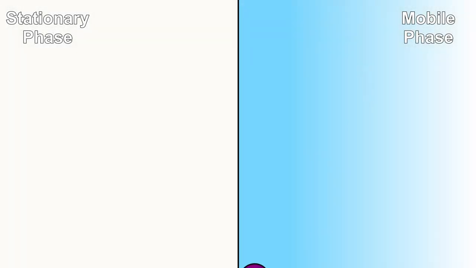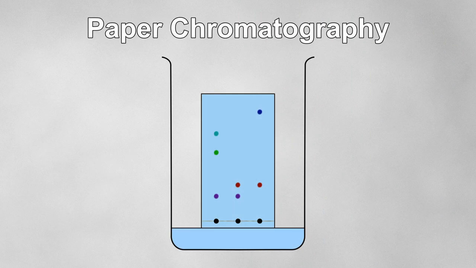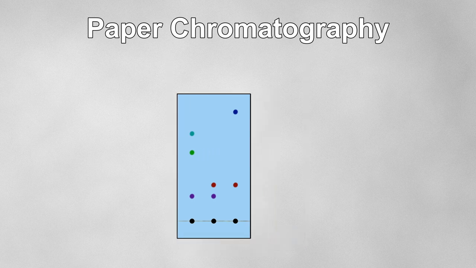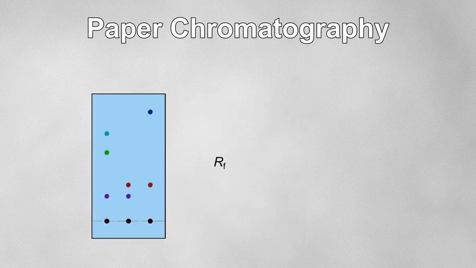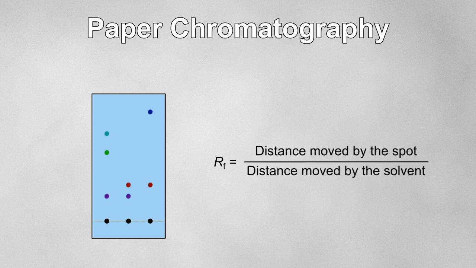If a given molecule binds more strongly to the stationary phase than it does to the mobile phase, it won't move as far. If another molecule binds more strongly to the mobile phase than it does to the stationary phase, it will move further. So, relative affinity to the stationary phase and to the mobile phase is what separates, or partitions, the components in the mixture. Once they're separated, we can measure the retention factor, RF, of each component. This is given by distance moved by the spot, divided by distance moved by the solvent.